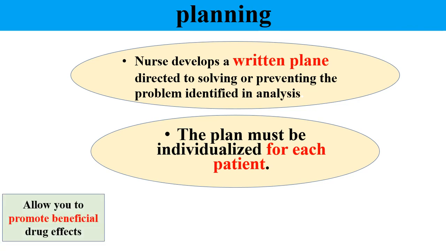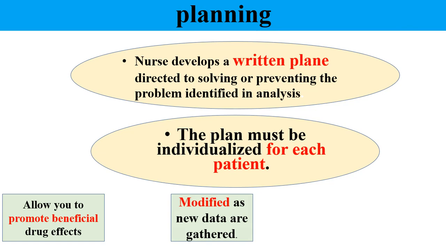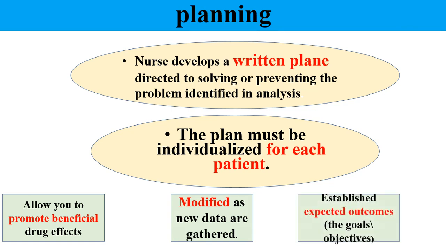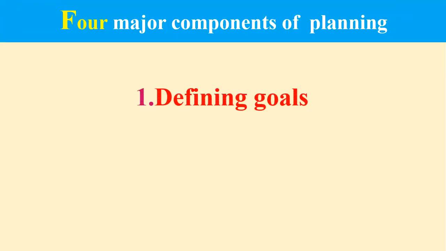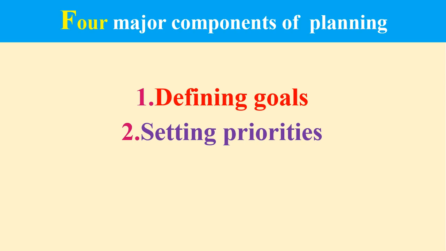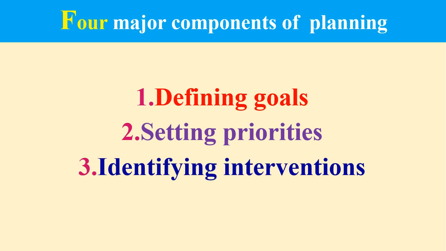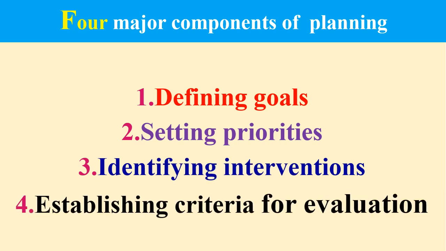So, what is the benefit of writing a plan? It allows you to promote beneficial drug effects and also to modify the plan as new data are gathered, as well as there are expected outcomes, so we must deal with them. So establish expected outcomes, that means the goals and objectives. We have four major components of planning. The first one is defining the goals, very important, then setting priorities, identifying interventions, and finally establishing criteria for evaluation.